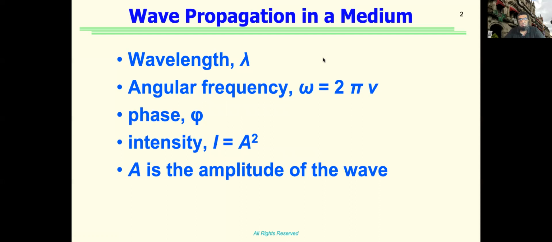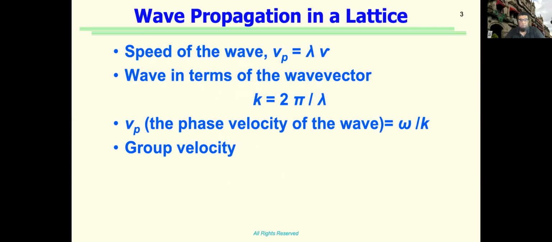Now, when a wave travels, we want to know what is the speed of the wave. The speed of the wave is measured just like we know speed. It is a distance traveled in unit time. So in our case, this is lambda times frequency. So this is the velocity. Frequency we know is 1 over second, so it fulfills the requirement.